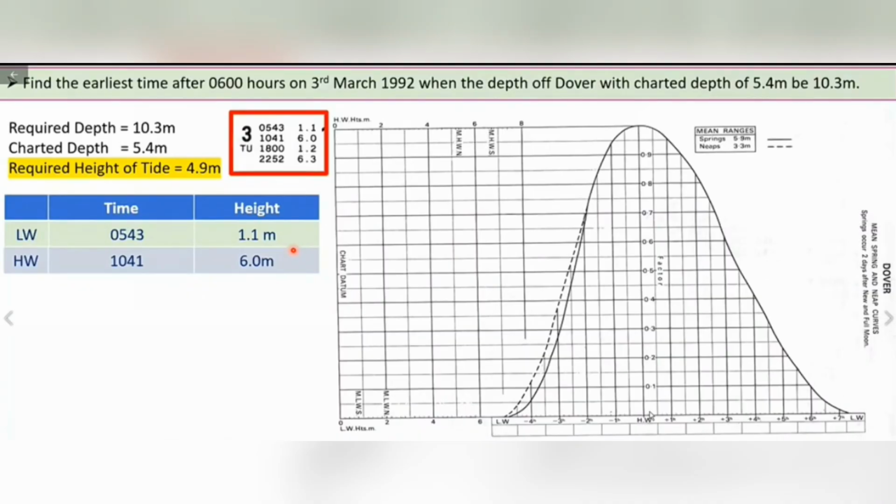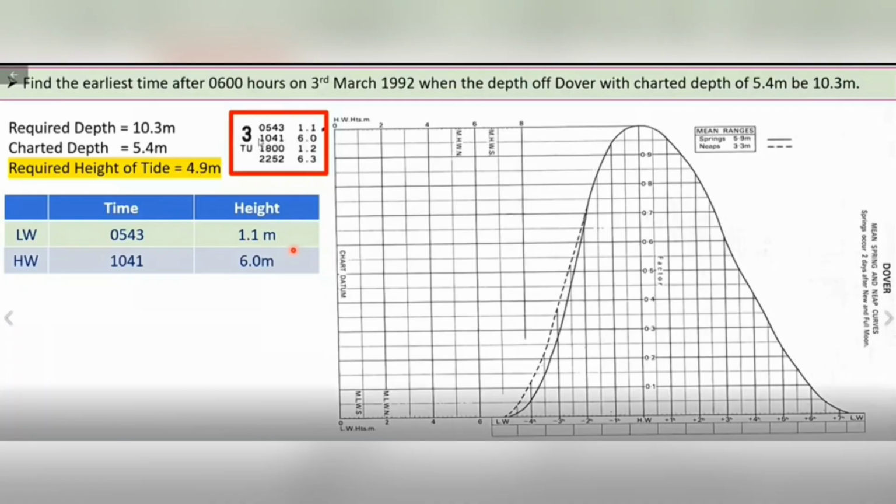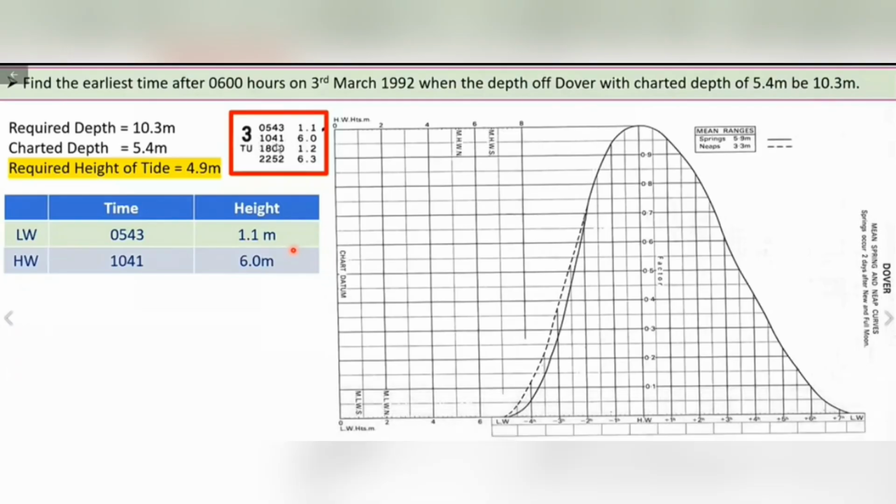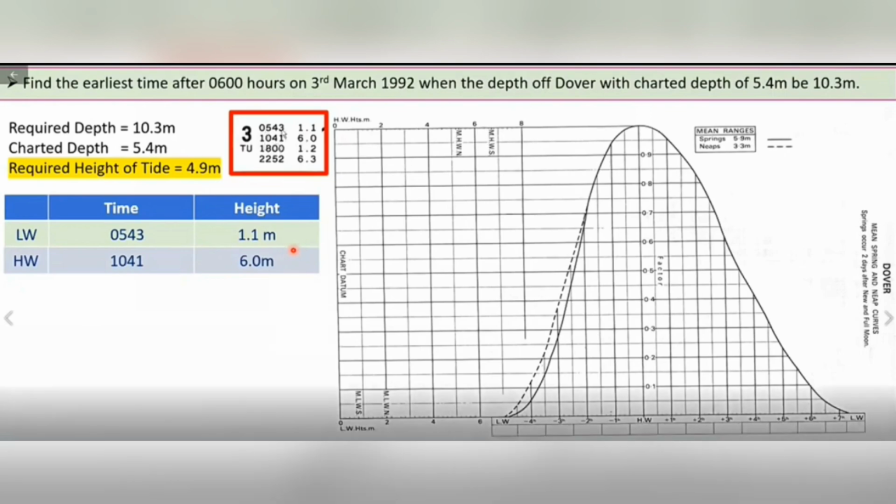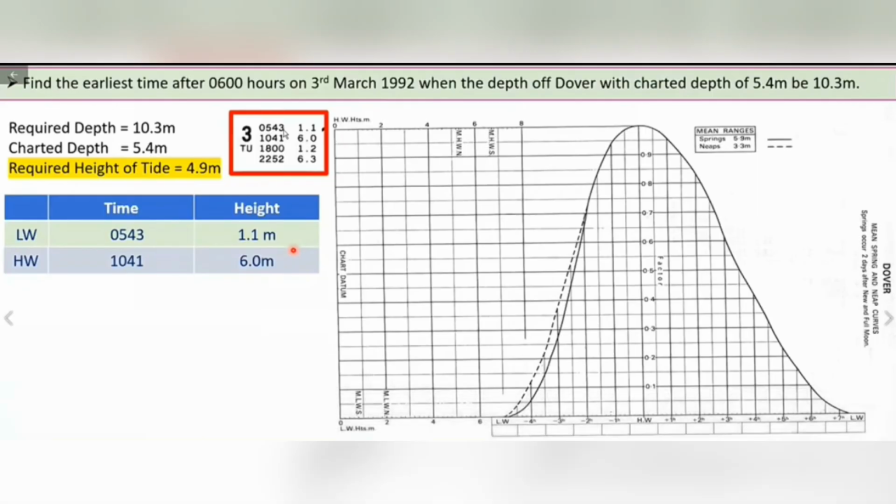ओके सर. हम जब टाइम निकालेंगे तो 1041 के रेफरेंस में निकालेंगे. या तो 1041 में कुछ ऐड करेंगे या 1041 में कुछ सब्ट्रैक्ट करेंगे, क्योंकि 1041 ही हाई वाटर का टाइम है. हम लोग 543 में कुछ ऐड सब्ट्रैक्ट करने वाले नहीं हैं. ओके सर, गॉट इट सर.